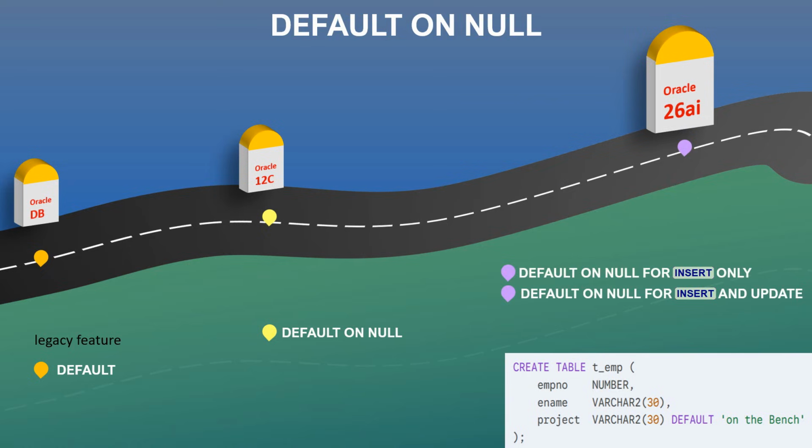So as part of this video, I'm just going to show you 4 examples: one for the default keyword, one for the usage of default on null, one for default on null for insert only, and the last example to understand default on null for insert and update, so that it is easy for us to distinguish the functionality of each keyword and in what scenario we need to use which one. Let us start with the demo.